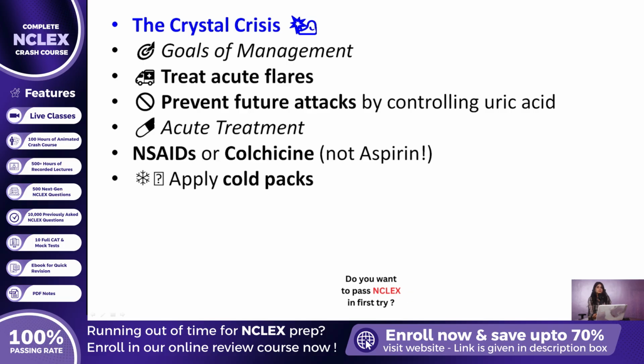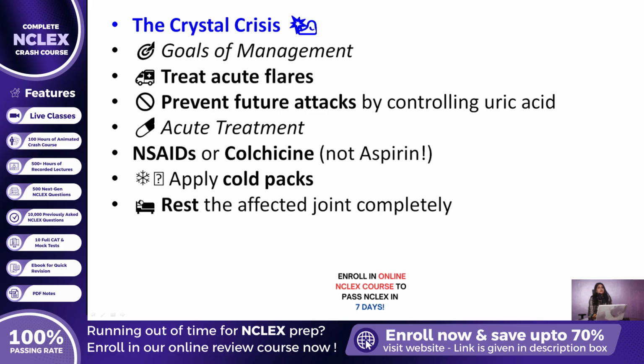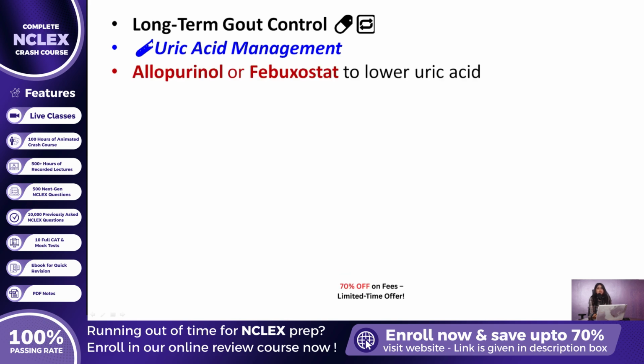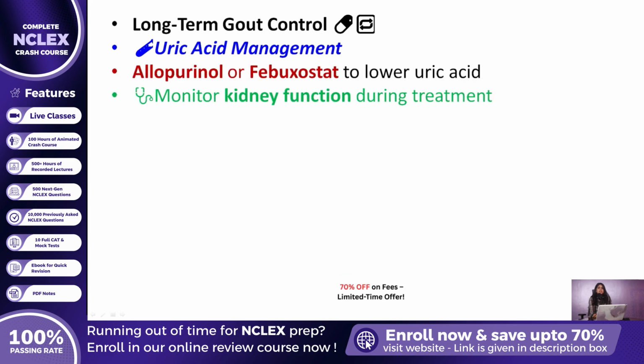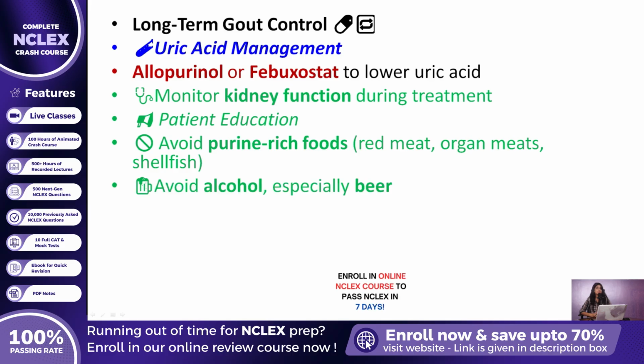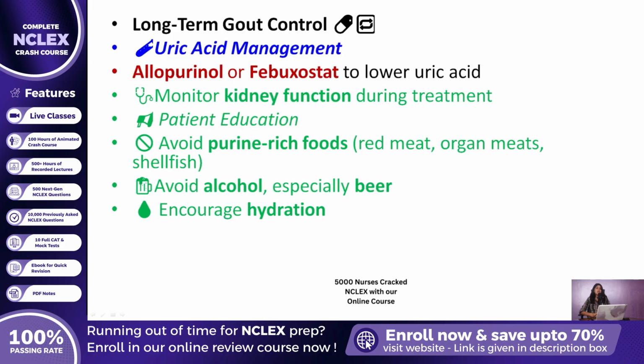Cold packs help reduce swelling, and the patient should rest the affected joint completely. For long-term management, medications like allopurinol or febuxostat are used to lower uric acid levels. But medication alone is not enough. Patient education is essential. Teach them to steer clear of purine-rich foods like red meat, organ meats, shellfish, and especially alcohol and beer. Encourage hydration, which helps flush out uric acid, and always monitor kidney function during treatment.